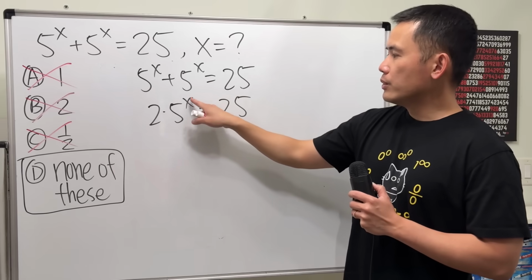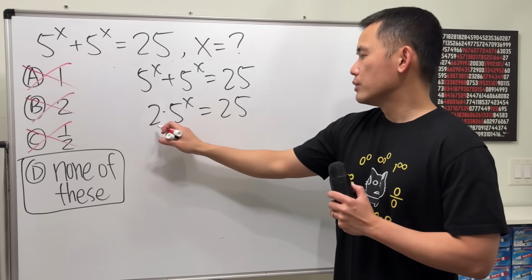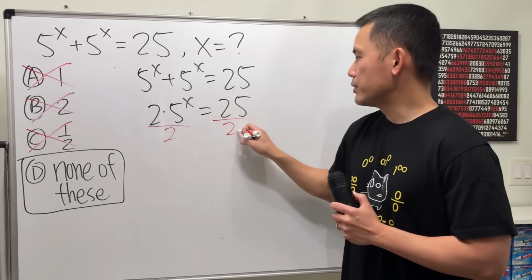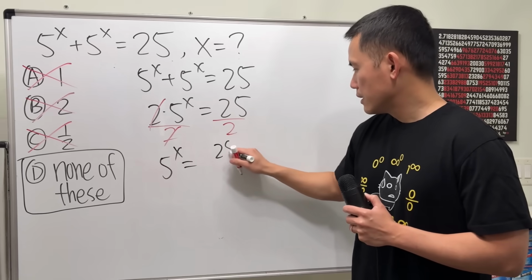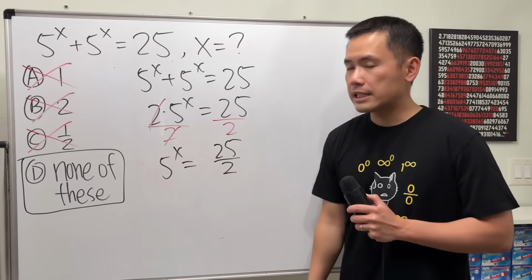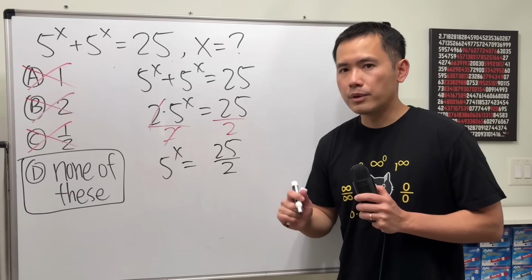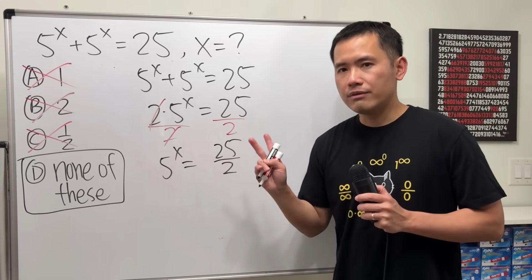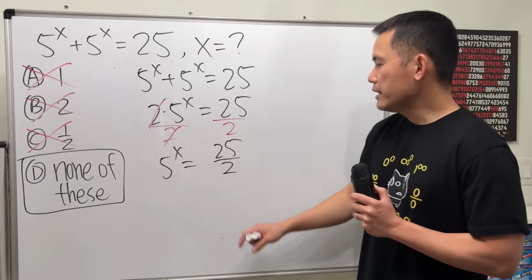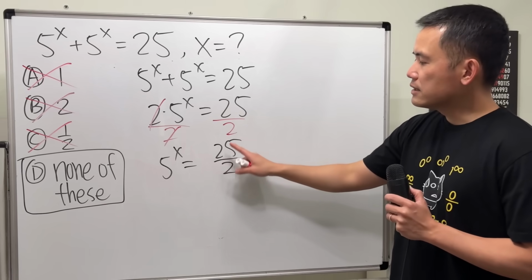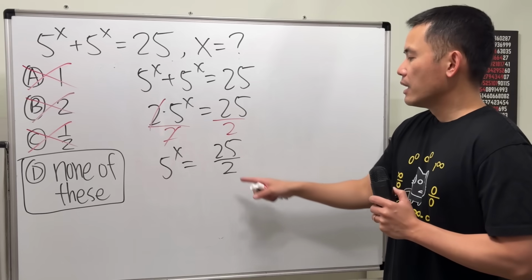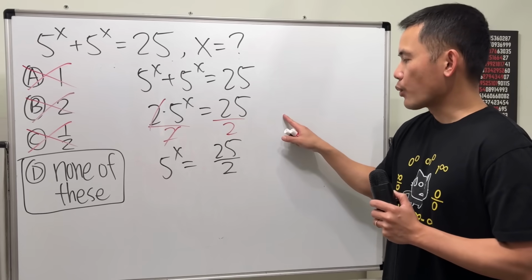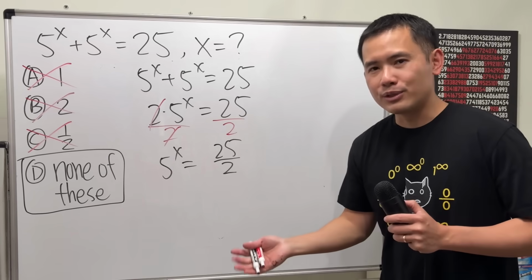Next, we are going to get 5 to the x by itself. To do so, just divide both sides by 2. And we see we have x in the exponent. So this is an exponential equation, and we have 2 ways to do it. One is to see if the right-hand side can be written as 5 to some power. Yes, 25 is the same as 5 squared, but 2, not so much, right?